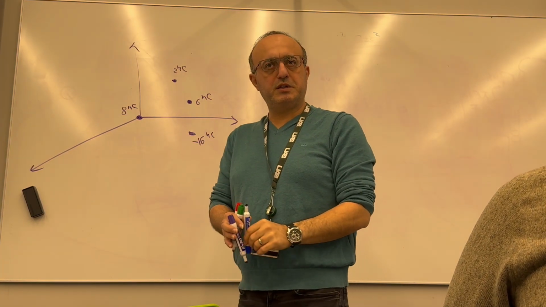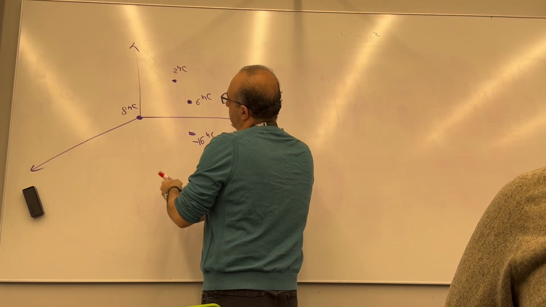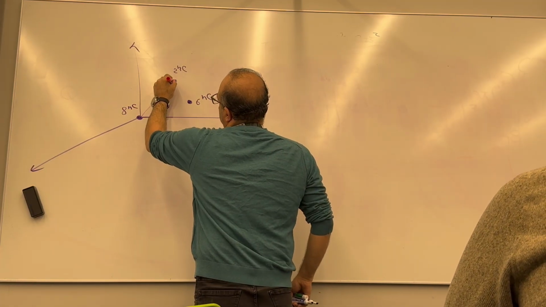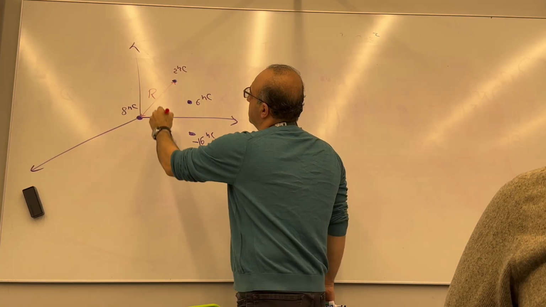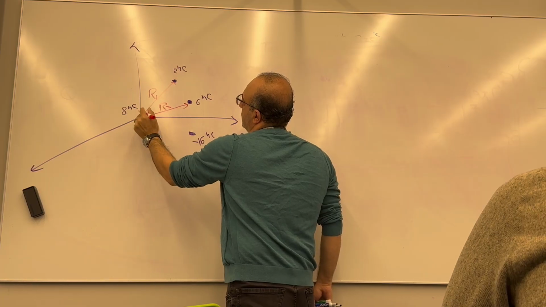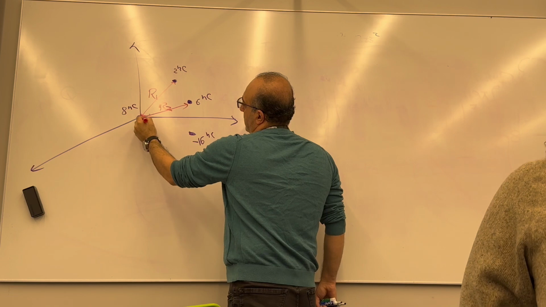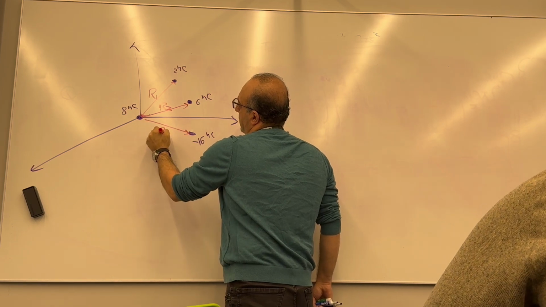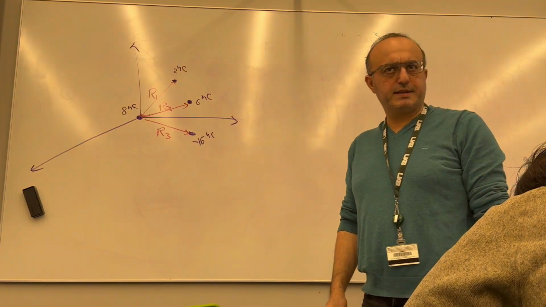Because it is origin, it is easy to find this vector between them, the line between them, this R. We call it R1, R2, and R3. Correct?